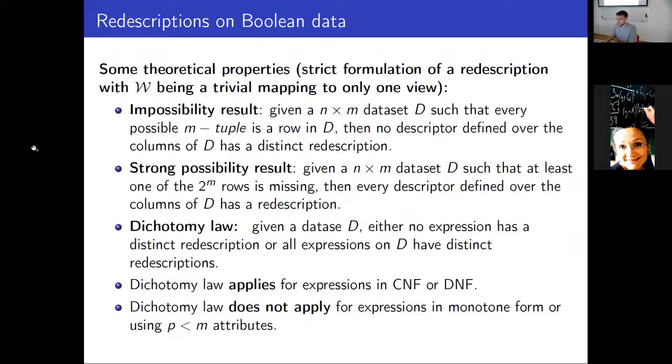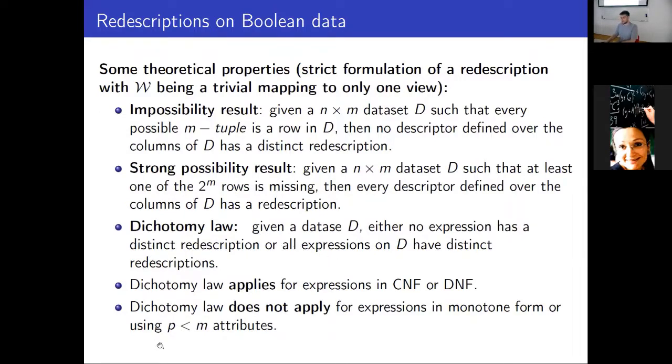There is this impossibility result that says that if we have Boolean data with m attributes and we have all 2 to the power of m rows, so all different combinations, then we cannot find any distinct redescription, if we define a redescription as being perfect, as in describing the same subset of instances, because there will always be at least one instance that is not described by one descriptor, but is described by the other. But if we have at least one missing row, then these exact redescriptions exist. The good thing is that it also applies if formulas are in conjunctive or disjunctive normal form.